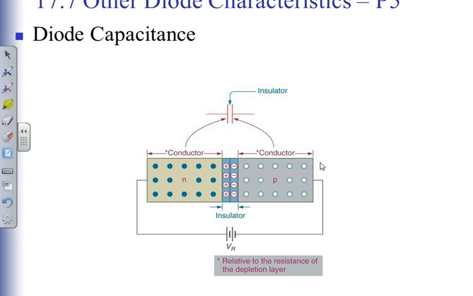The diode also has a capacitive component associated with it. Because there's an insulator involved and conductors involved, that's sort of like two plates of a capacitor, and the diode's going to have a capacitive component associated with it as well. Normally it's something so small that we don't worry about it.